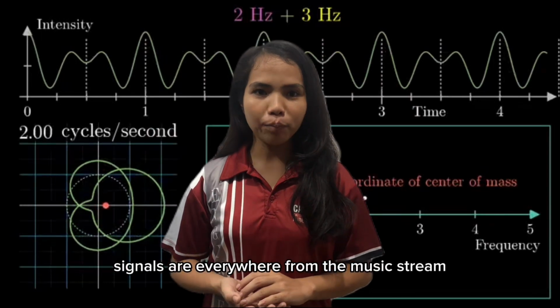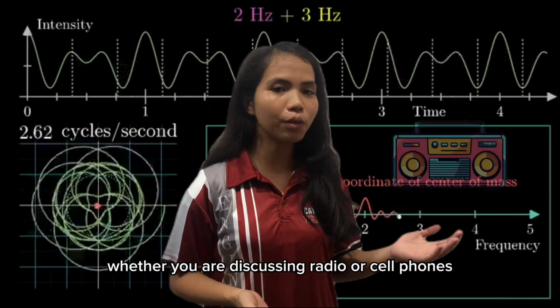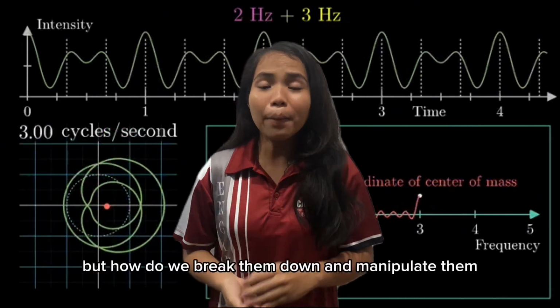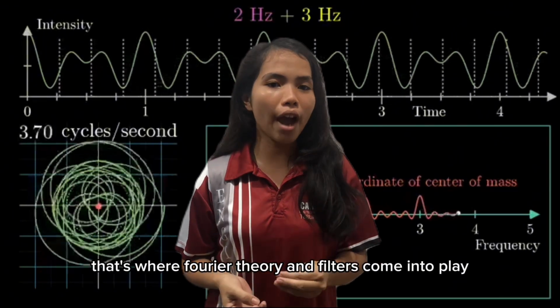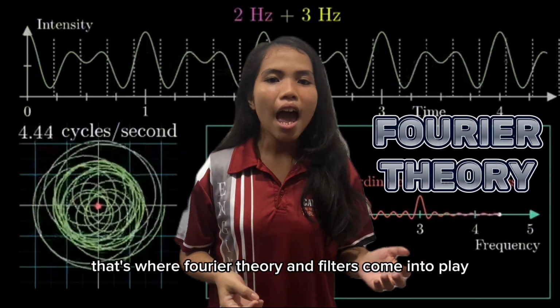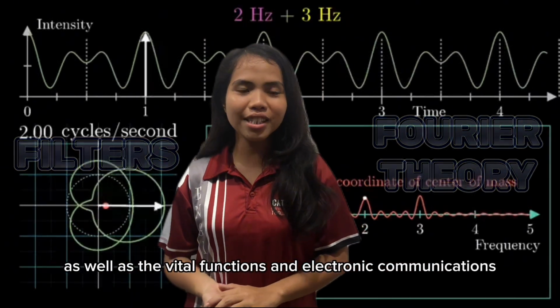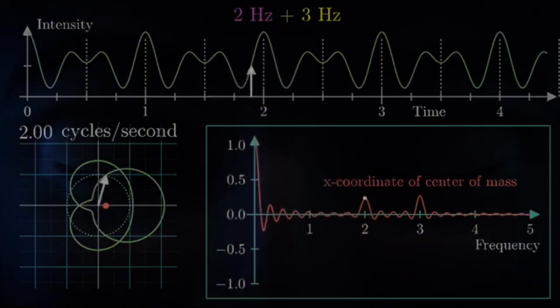Signals are everywhere. From the music you stream, whether you are discussing radio or cell phones, even the Wi-Fi you use. But how do we break them down and manipulate them? That's where Fourier theory and filters come into play, as well as their vital functions in electronic communications. Let's dive in.